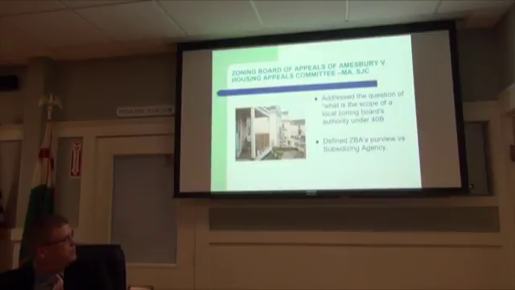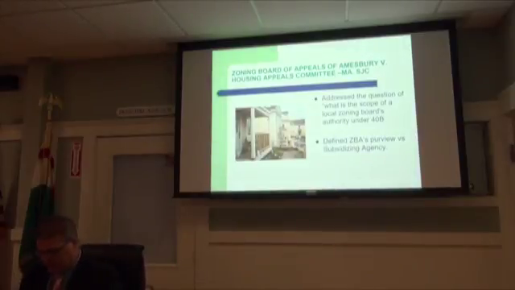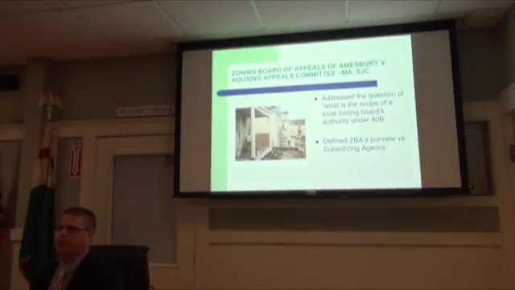Zoning Board of Appeals of Williamsburg versus the Housing Appeals Committee, a case that's near and dear to my heart because that was one of my cases back when I was with my old firm. And this case actually is important. It came out in 2010, and what it really does is inform boards exactly what the level of their jurisdiction is on a comprehensive permit project.